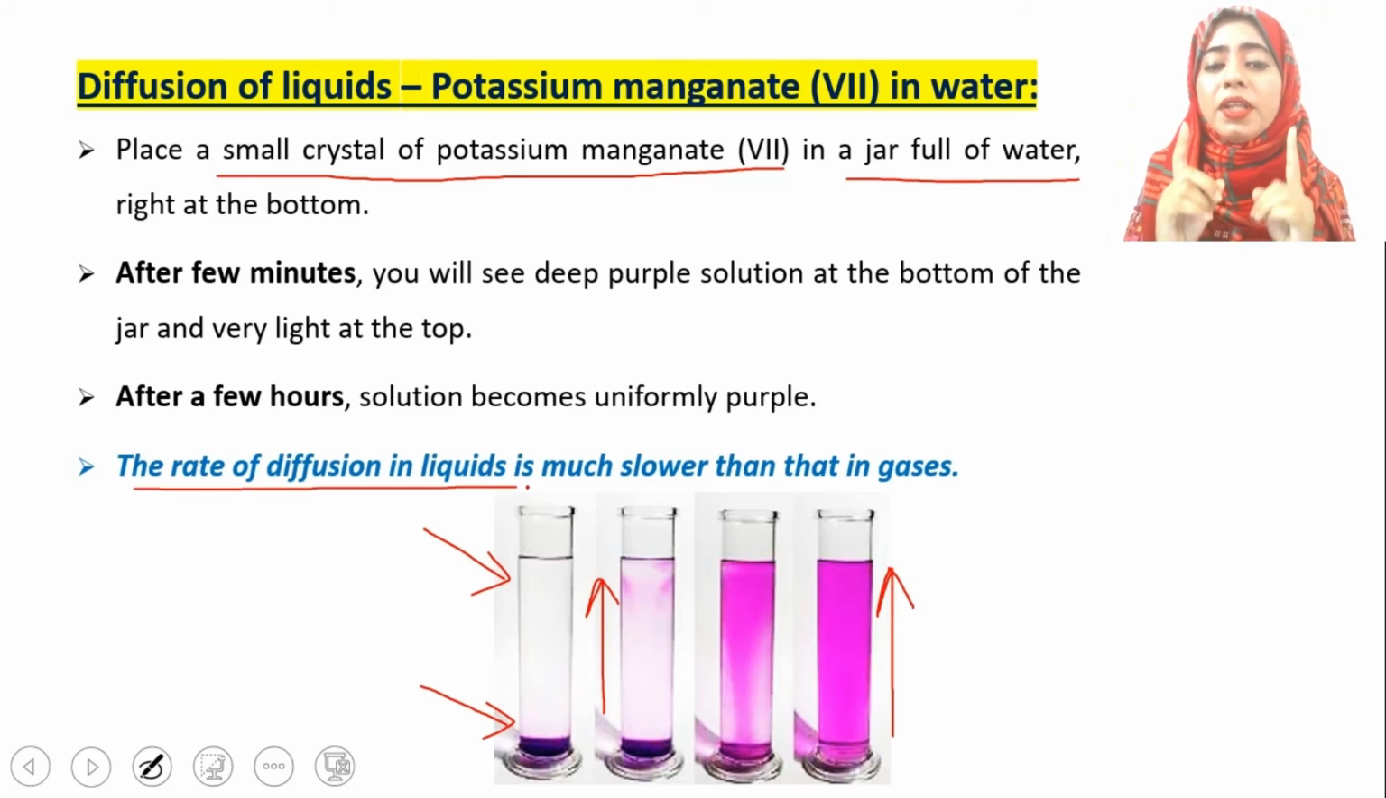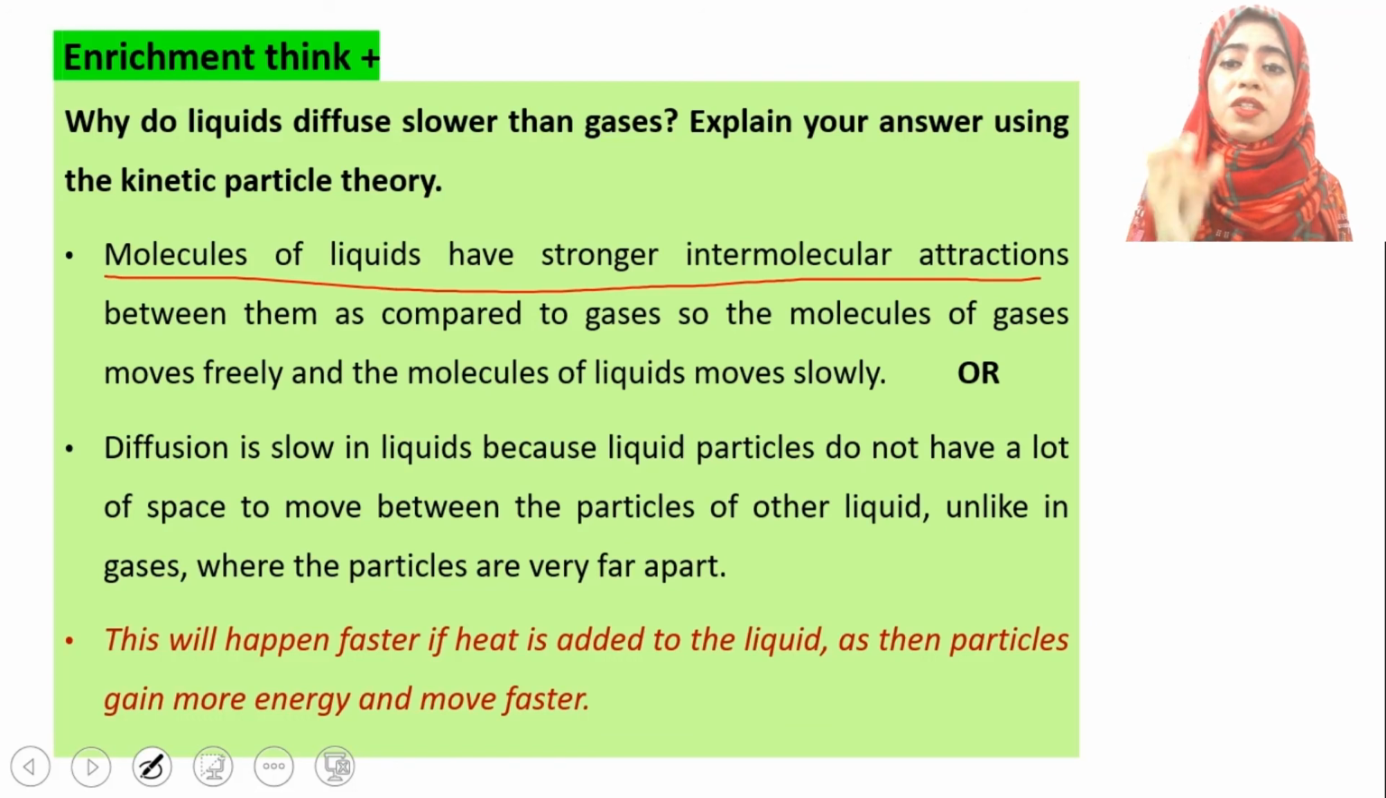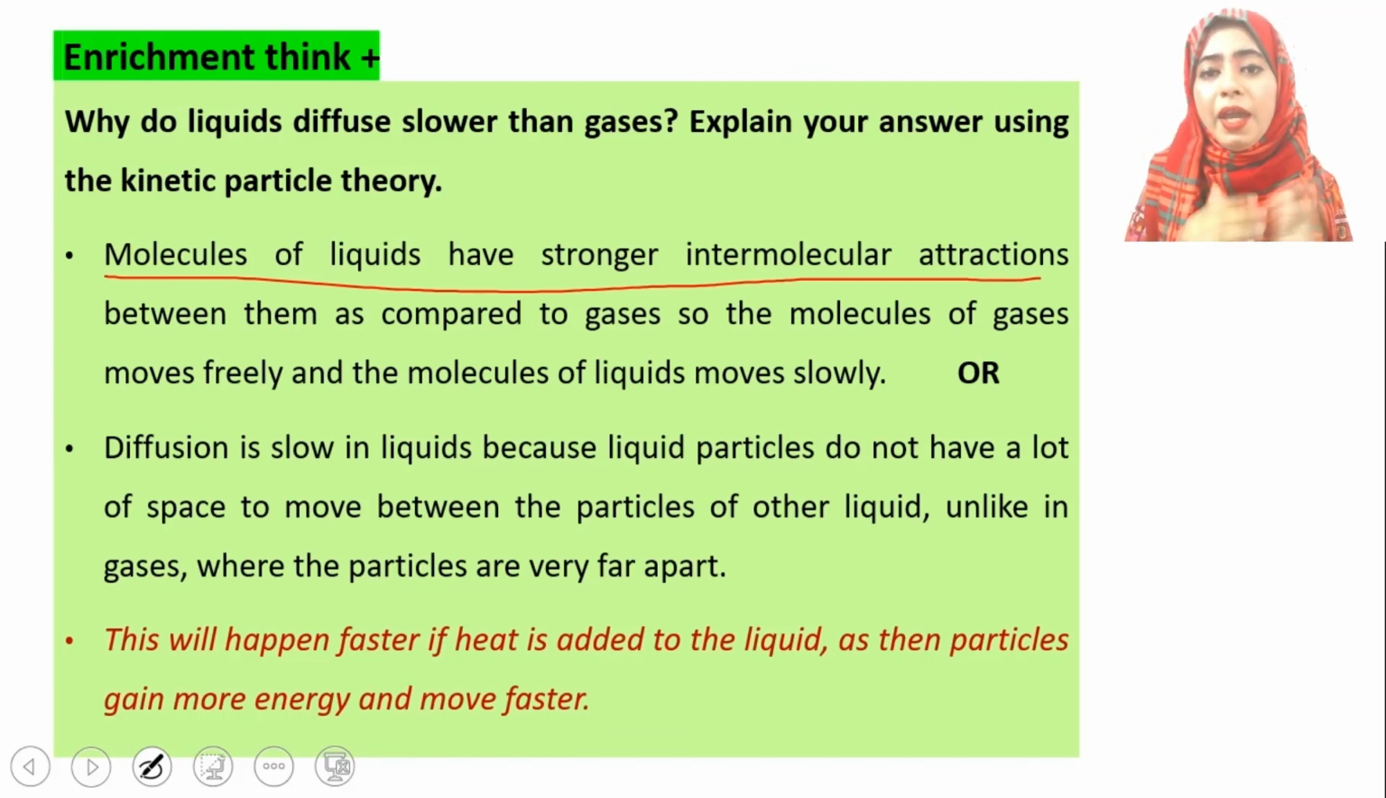But remember, the rate of diffusion in liquids will be slow as compared to gases. Why is the rate of diffusion slow in liquids as compared to gases? We can explain the answer with the help of kinetic particle theory. Actually, the molecules of a liquid have strong intermolecular attraction between them, as compared to gas particles, which have very little attraction and can move freely. But the liquid, because of the strong attraction, will move slowly. So the diffusion will be slow.